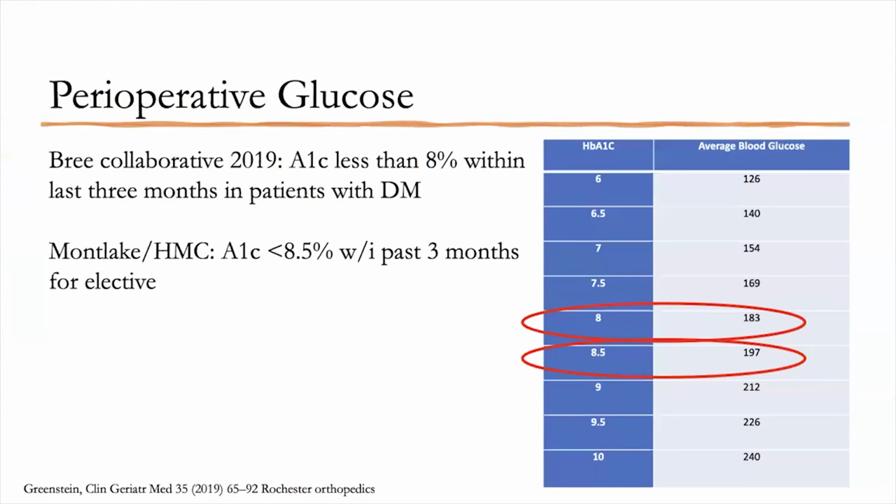Just a couple slides about perioperative hyperglycemia. It's interesting because the healthcare systems, and things like the BRE Collaborative, looking at bundled care for lumbar spine or joint arthroplasty, focus a lot on A1C. And that's not unreasonable. An A1C of less than 8% is an average blood sugar of less than 183. That's not terrible. That's desirable, of course. And at Montlake and Harborview, my understanding is that we really recommend that for elective surgery from an anesthesia perspective, the A1C be less than 8.5%. And that's an average blood sugar of almost 200. So that's pretty generous.